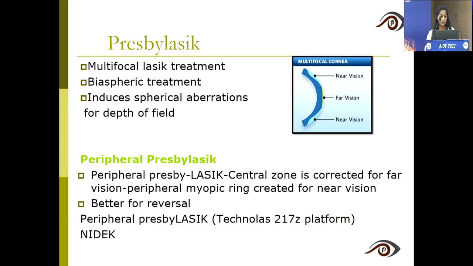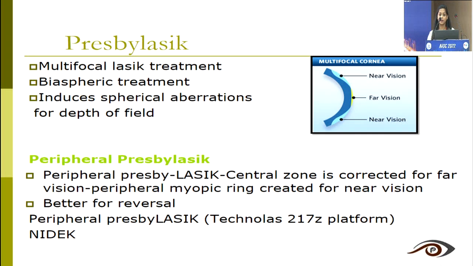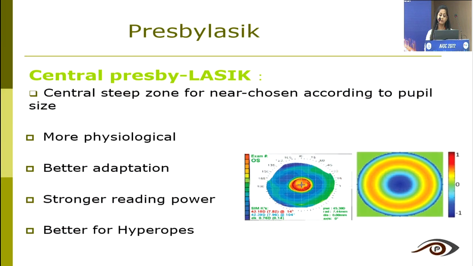Now coming to Presby-LASIK, it is a multifocal LASIK treatment making the cornea biaspheric. There is a peripheral Presby-LASIK as well as a central Presby-LASIK. In the peripheral Presby-LASIK, the central zone is corrected for the far vision, and a peripheral myopic ring is created for the near vision, and it is better for reversal. Central Presby-LASIK is more physiological because the central zone is corrected for the near, and the peripheral zone is for the distance. It is better for adaptation.